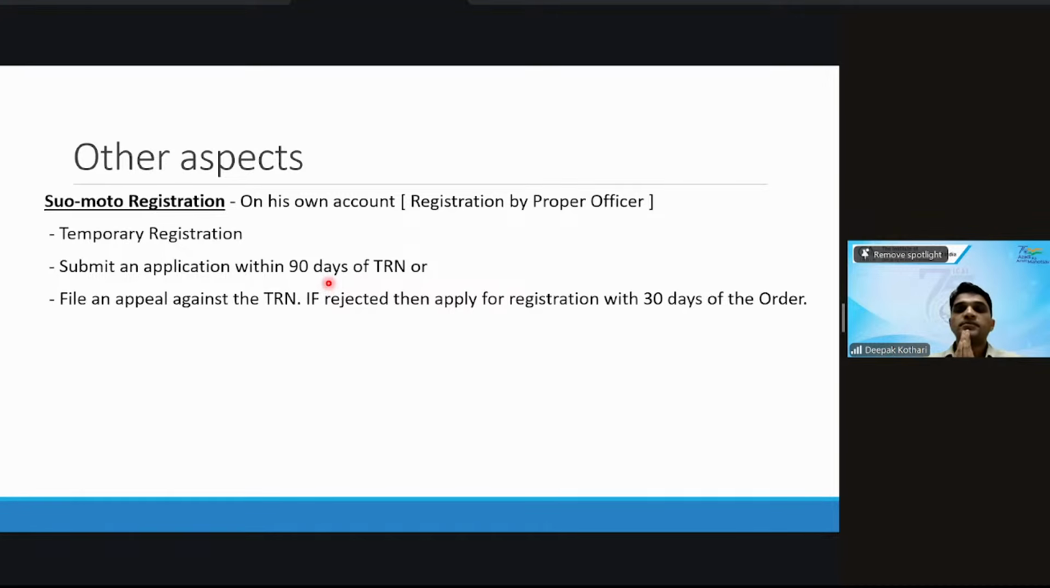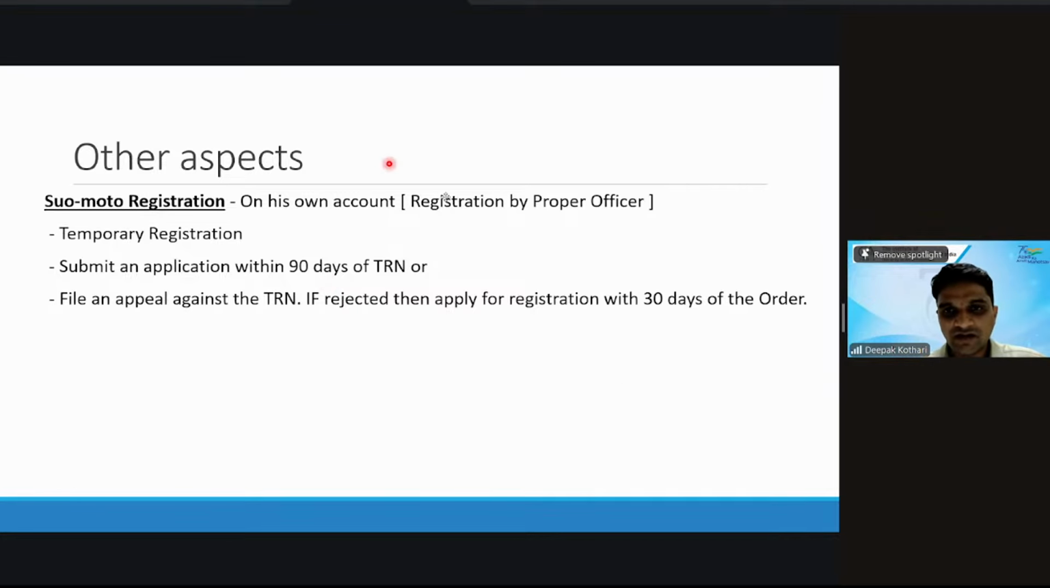Once you get the temporary registration number from the officer, submit the documents within 90 days and make it permanent. Second option is to file an appeal. From the result of the appeal, there can be two things. The officer will agree that yes, your appeal is right, you do not have to take registration. Then the temporary registration number will get cancelled. Or he says, no, you have to register. Then you have no other option. You have to take the registration and submit the documents again within 90 days.